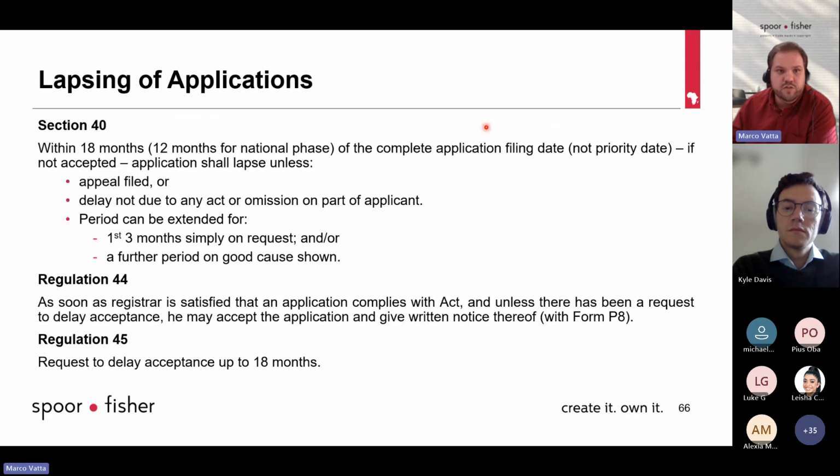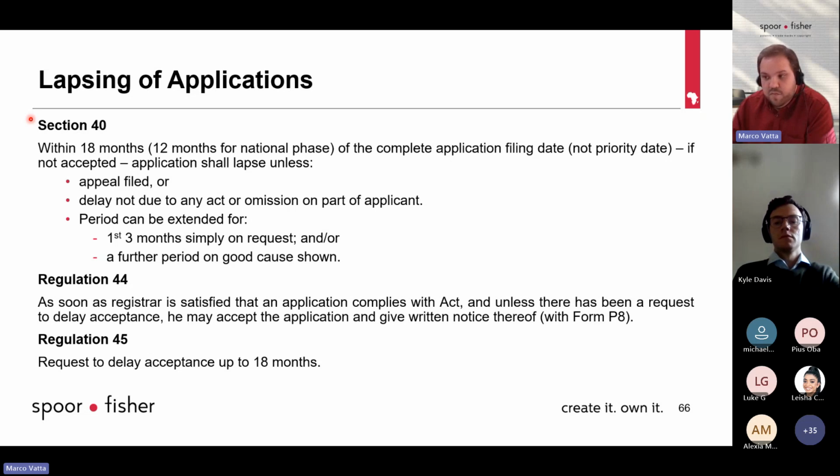Section 40, you'll recall, deals with the lapsing of applications. When we looked at the first slide relating to the filing process for a complete application, an application must be in compliance for acceptance within 18 months from the filing date. That 18 months is reduced for national phase applications. So for a national phase application, it needs to be in order for acceptance within 12 months of the South African filing date.